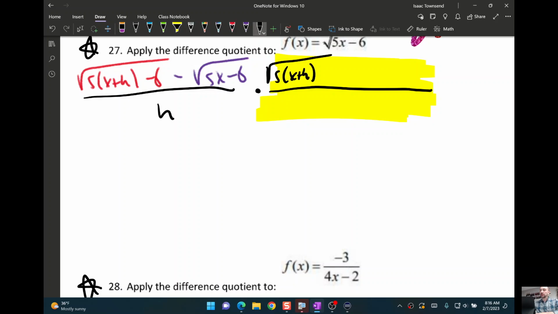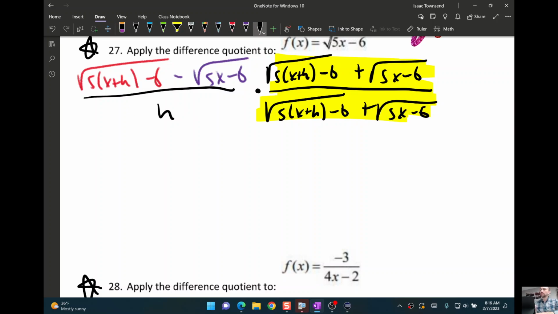So in this question type, you need to multiply the top and the bottom by the conjugate of the numerator. So notice all I did was change the middle sign from a minus to a plus. Then when you multiply these messy fractions together, the denominator is easy enough. We've got h times all of this stuff.